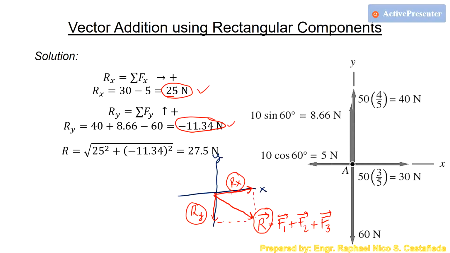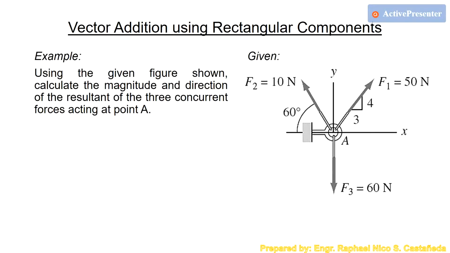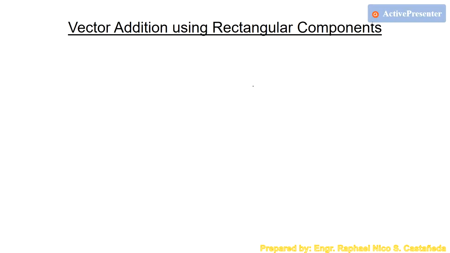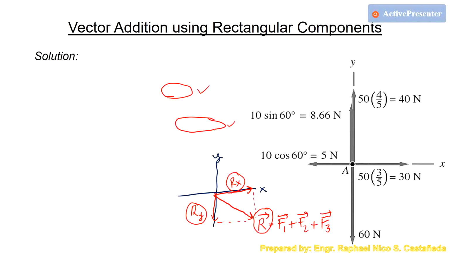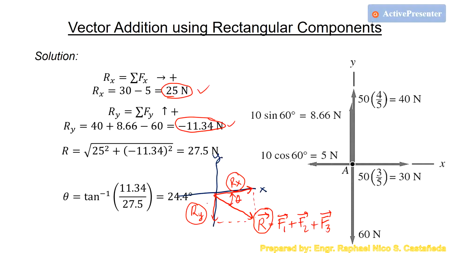In this problem, it also asked for the direction, so the angle of R with respect to the x-axis. If you want that, we have arctan of Ry over Rx, forming a right triangle. This is theta. Then we have Ry, Rx, and R. Since we already have the values of Ry and Rx, we can solve for theta, which is 24.4.